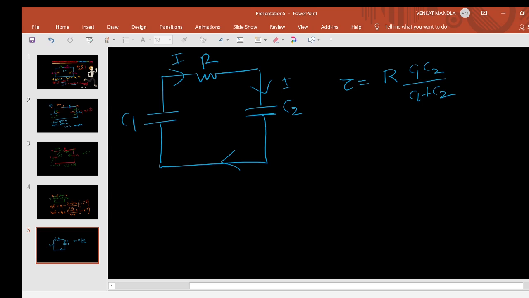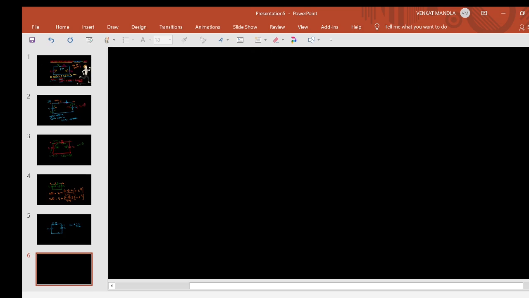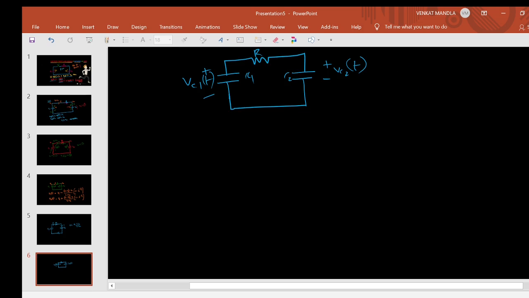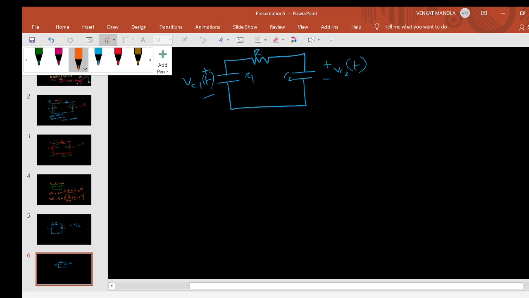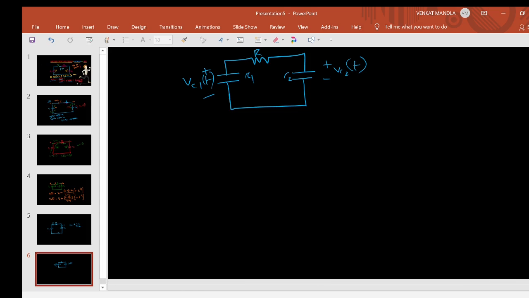And I will derive the formula for steady state values. He also asked in the question, what are the steady state values? So for that, Vc1 infinity, Vc2 infinity. I already told you how to write these equations. First, this is the direction of current. The direction of current is decided by which initial voltage is greater. Here I am assuming the voltage at capacitor C1 is greater. That is why the current direction is like this.